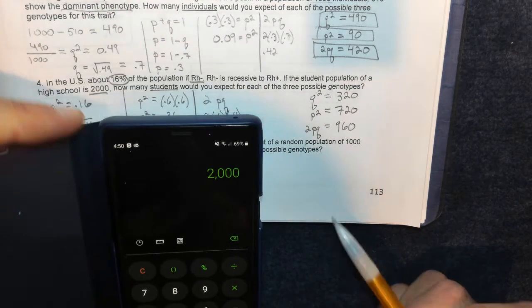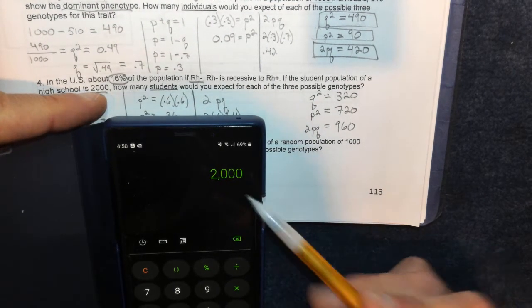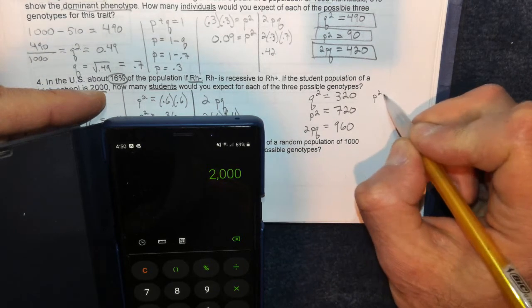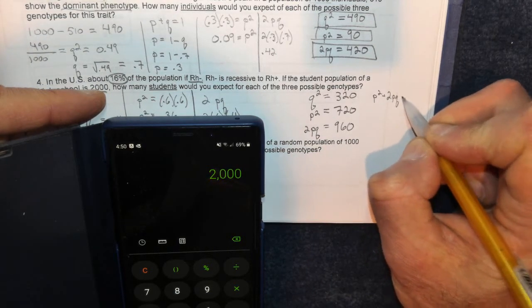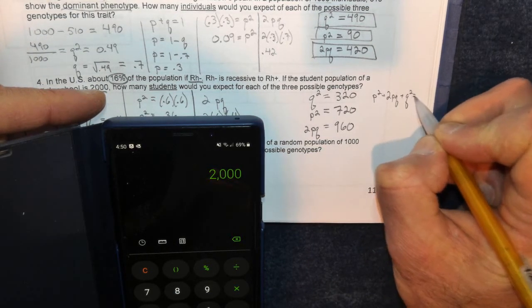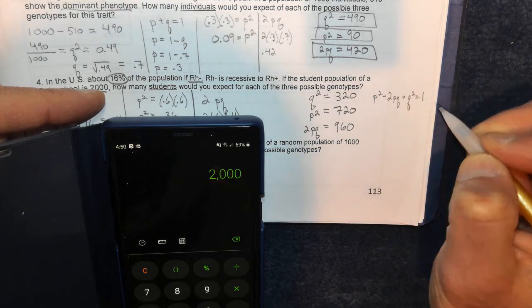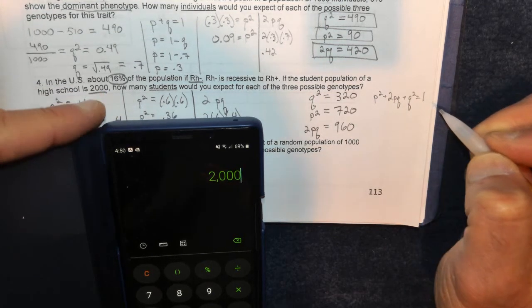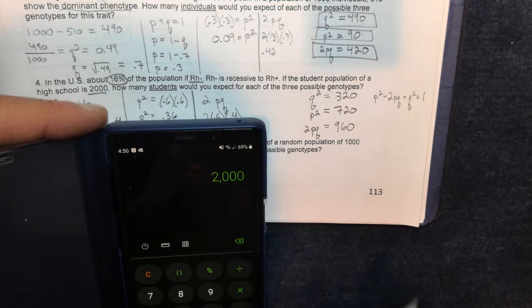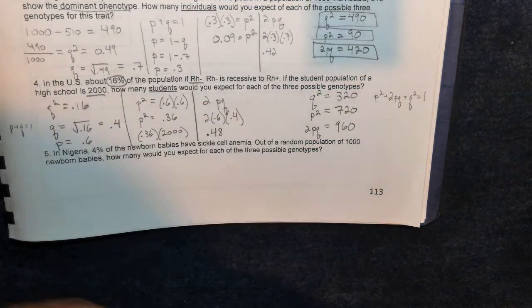The way we check this is we add 960 plus 720 plus 320, and it's 2,000. It's giving us 100% of the population. Remember, p squared plus 2pq plus q squared should equal 100% of the population. That's 2,000. It matches. We did the question right.